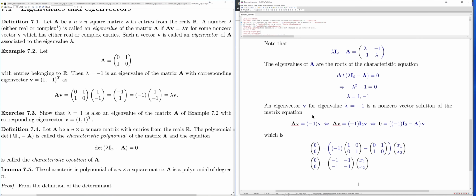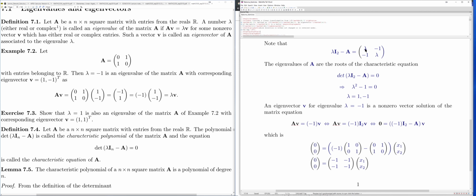Okay, so if I'm trying to determine the eigenvector V, I start with this matrix equation over here, which is the definition, if you want, for getting my eigenvector from my eigenvalue. But really it helps to rearrange it in this form. Why it helps is you already have this expression, lambda I2 minus A.